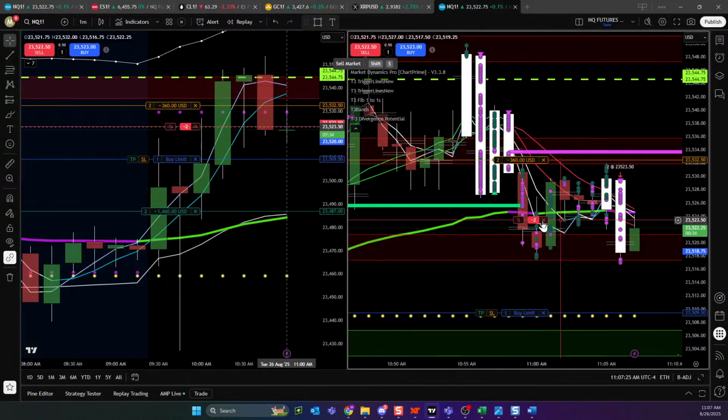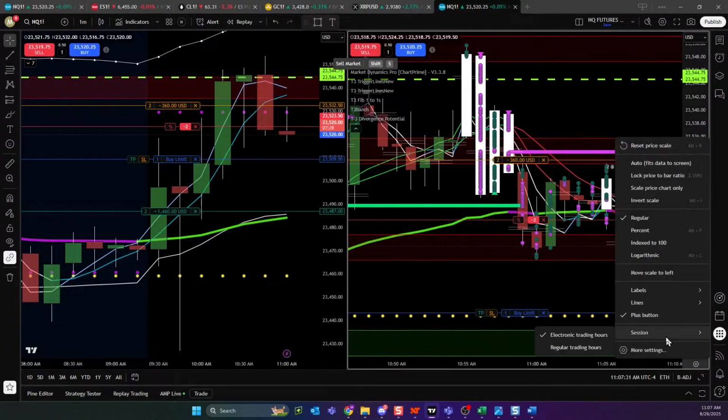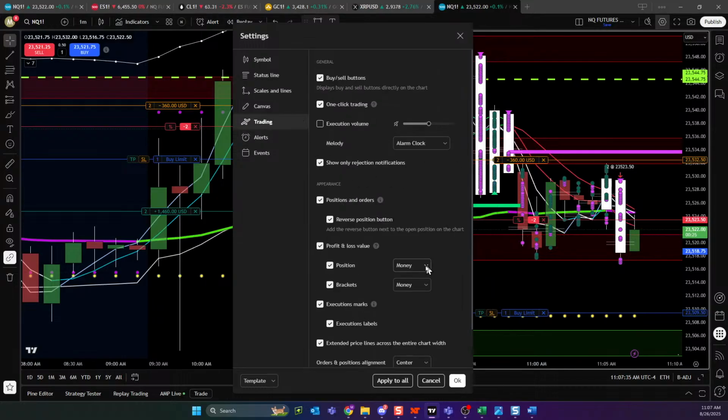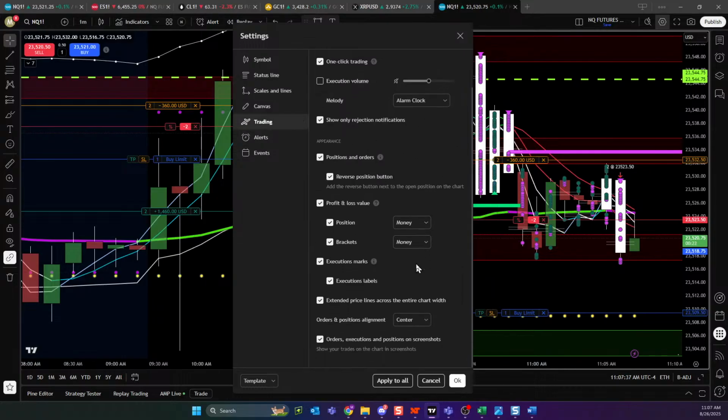How do I get that to show money? Sometimes it will and sometimes it won't. More settings, trading. It says money all the way. I'm going to turn it off. Turn it back on. Maybe that fixes it. Position, brackets. I don't know.